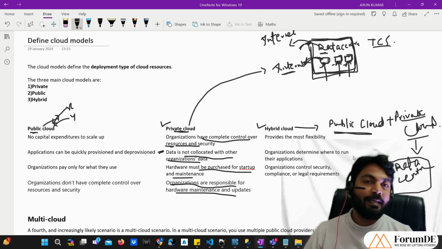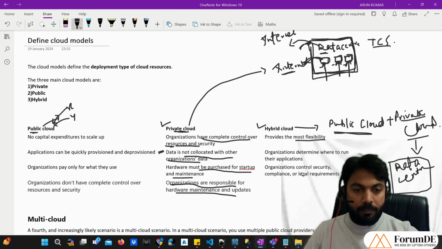It provides the most flexibility. What kind of flexibility? It provides flexibility to the organization regarding where they want to run their application, either on public cloud or in their own data center, that is, in their private cloud platform.